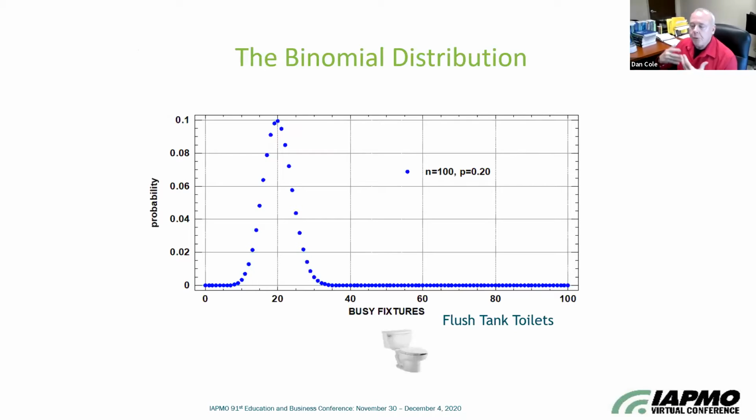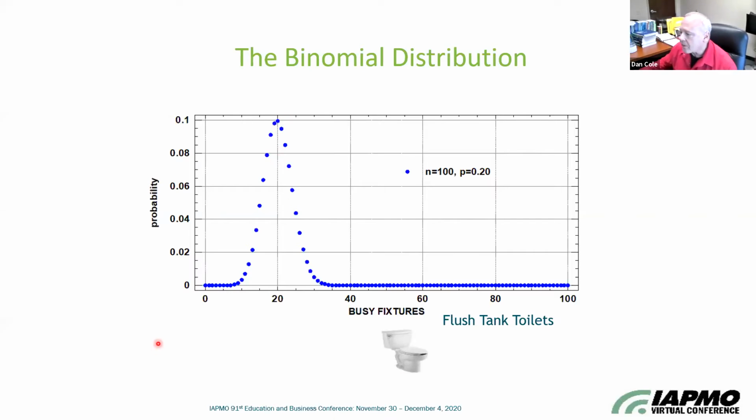If you would do this as a graph, this is what a binomial distribution looks like. It's often called the bell curve for obvious reasons. It kind of looks like a bell, but it's called a bell curve because it's symmetrical about the median, which is the high point, here at 20 busy fixtures. This would be called the median.